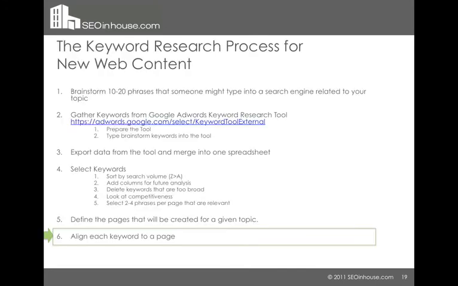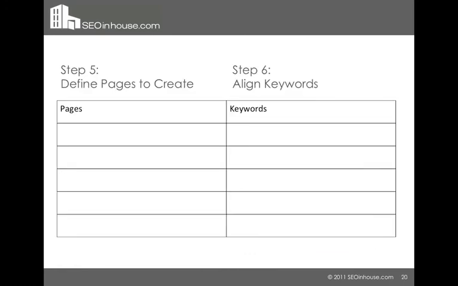So now that you know what pages you're going to target, the next step is to align each keyword to a page. And literally when we do this, we define the pages on the left in a table, just like we're seeing on the screen here. And then on the right, we say, okay, here are the keywords I'm going to actually target for this particular page. And after this, you're ready to start optimizing the content.